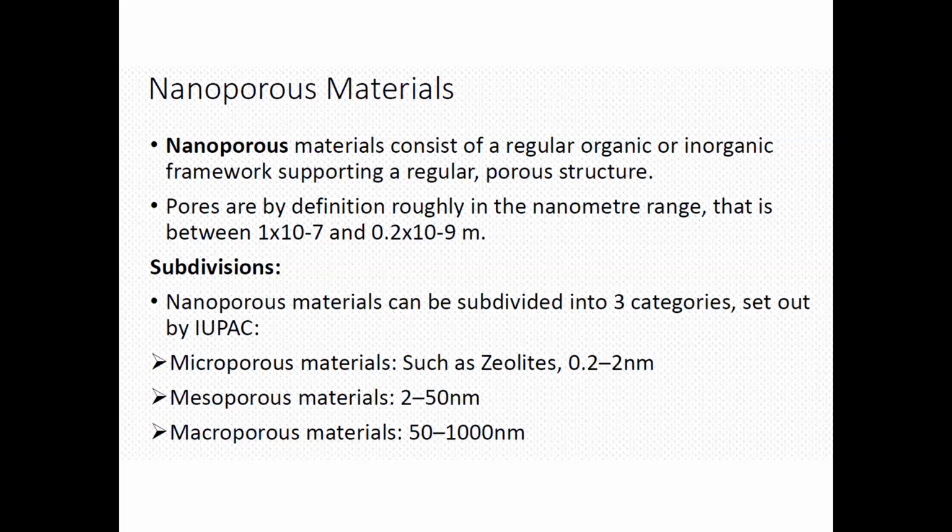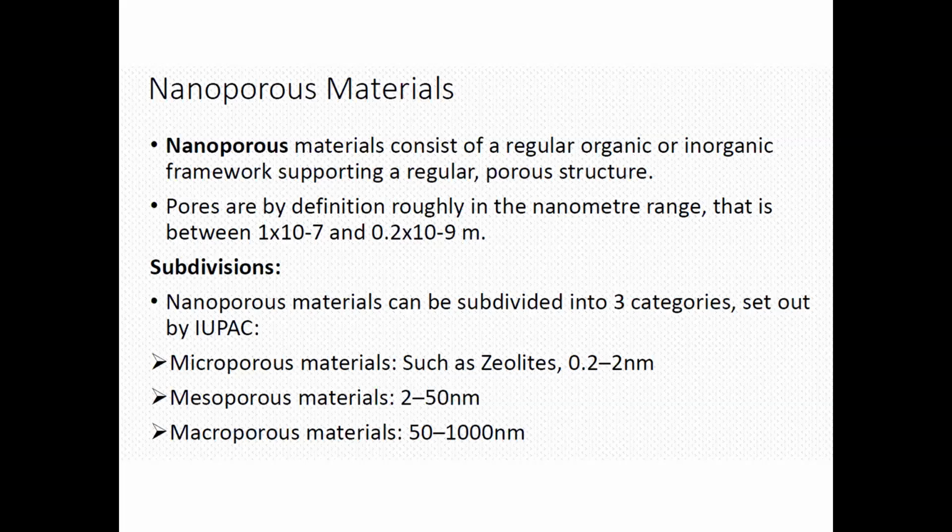Nanoporous materials in general consist of a regular organic or inorganic framework supporting a regular porous structure. So it can be inorganic as well as organic material, and it should have pores which are regularly arranged within the structure. Pores are defined by definition roughly in the nanometer range, that is, from 0.2 nanometer to 100 nanometer. In this range pores should be there.